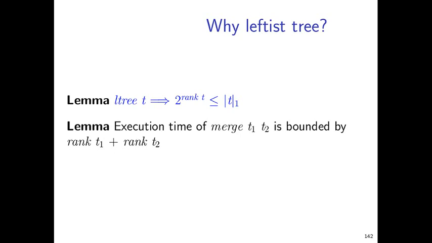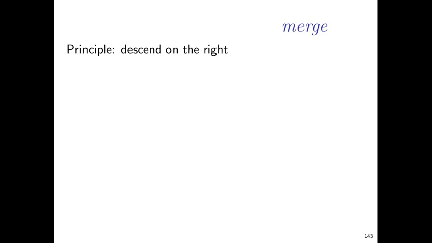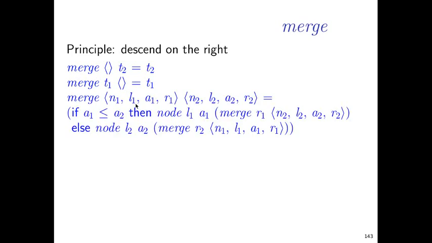As we said, for merge, we somehow have to insert stuff into one tree, and we can always arrange it to do the insertion in the right subtree. And if we always do the insertion in the right subtree, we know that the recursion is bounded by the rank. This is the main idea. So these are the easy cases, and this is a complicated case.